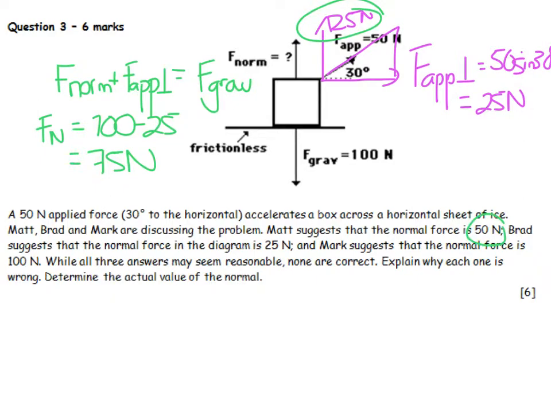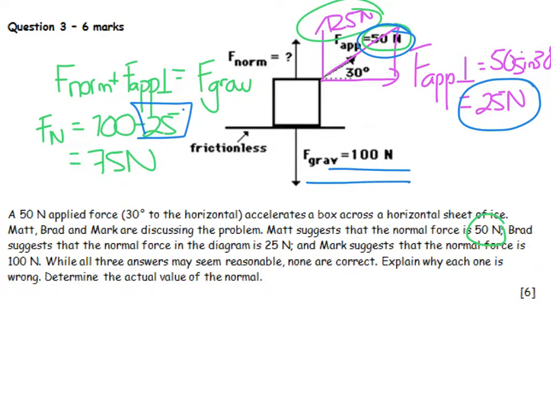Now, it says here that Matt suggests that the normal force is 50 newtons. Well, 50 newtons, he's just taken this applied force and used it, which is not acceptable. So he's only used the applied force, or suddenly said that it's half of the gravitational force. Either one I would have accepted. Brad suggests that the normal force in the diagram is 25 newtons. All he's worked out is a component of the applied force in the vertical direction. Not enough. Mark suggests that the normal force is 100 newtons, so he hasn't considered the subtraction of this 25 newtons. He's basically said the normal is exactly opposite to the gravitational force.